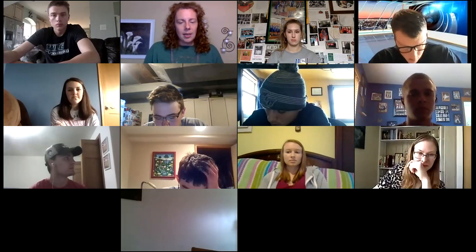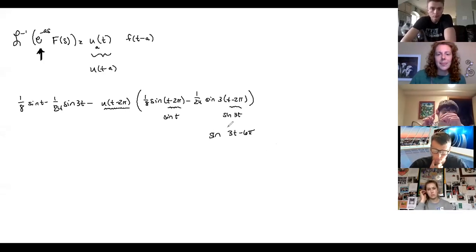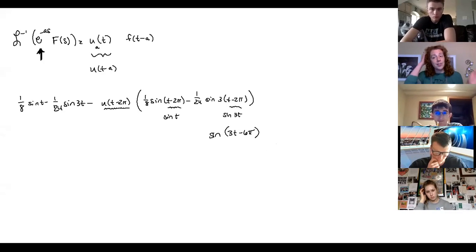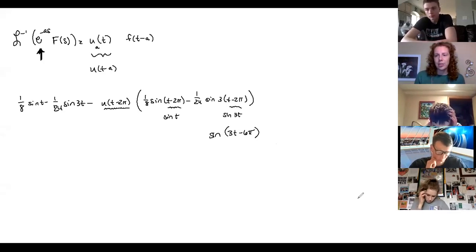Other questions on these? Bethany, yes. On the sine of 3 times t minus 2 pi, is that fully periodic like that? Yes, you would have to split it out a little bit. What you'd have to think about is the fact that this is sine of 3t minus 6 pi, if you distribute through. Because you have a shift of 6 pi, that is also periodic. So a shift of 2 pi, of 4 pi, of 6 pi, all of those are going to work and you can shift it there. So that one is periodic as well, yes.